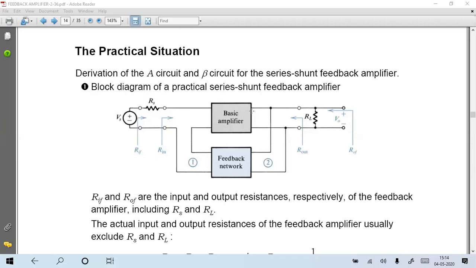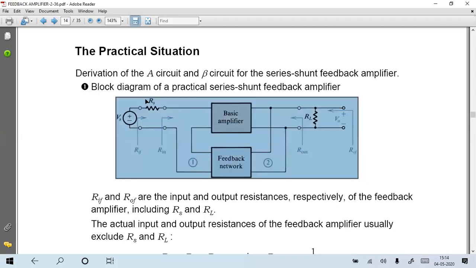In the ideal case, if you observe the previous network, RS and RL were not there, because ideally we consider the supply source a lossless source, so we will not connect any series resistance, and on the source side we considered it open. When we consider it as open, we do not mention the load.